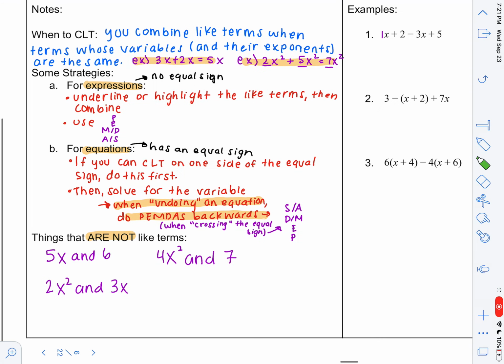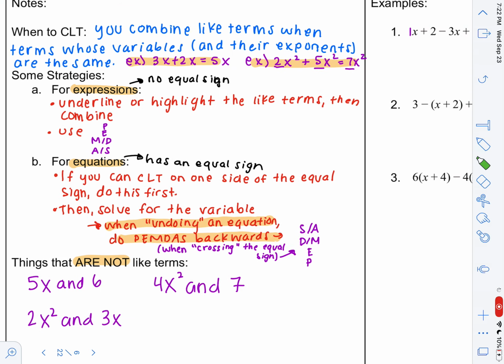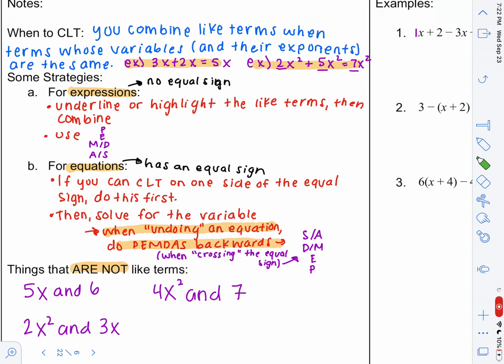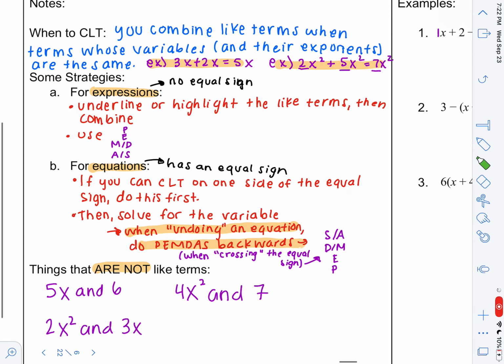When to combine like terms. You combine like terms when terms have variables and their exponents that are the same. So I wrote out two examples here, just so you can see what I'm talking about. The first one says 3x plus 2x. 3 plus 2 is 5, and you keep the x the same. So 3 x's plus 2 x's is a total of 5 x's, okay? Same thing with the second example, 2x squared plus 5x squared is 7x squared, because 2 plus 5 is 7, and you keep the x squared the same.